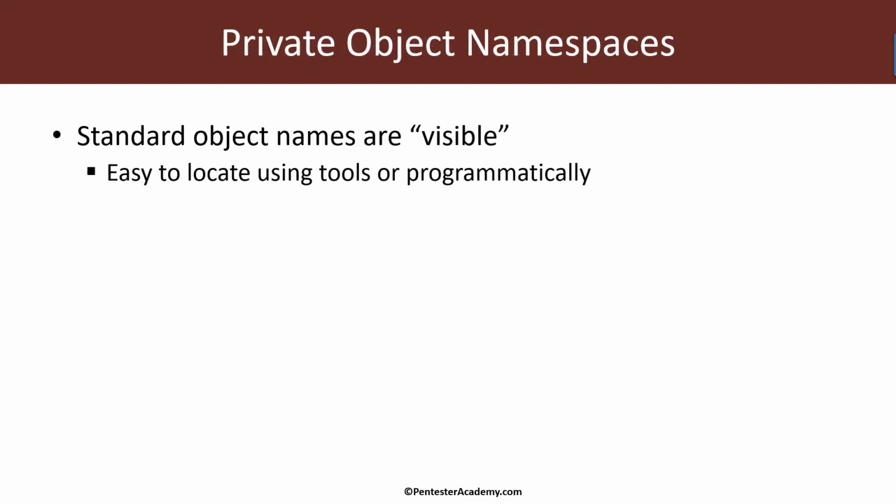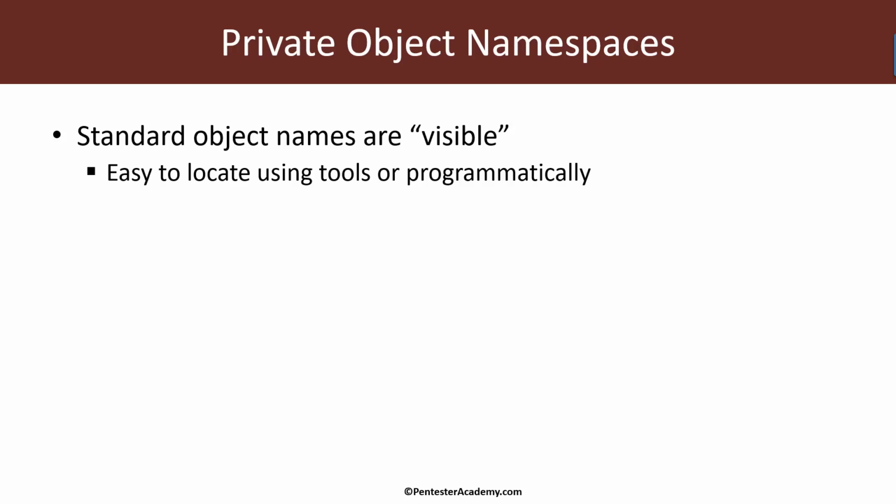Another thing that we've seen with object names is that they're visible. This is one of the downsides of having object names. It is easy to locate these names using tools such as Process Explorer or programmatically. There are APIs in the native API, in the NTDLL API, that allow us to enumerate handles in processes, and so we can get the various object names. In fact, we can enumerate all the handles in the system, and tools such as Process Explorer use these APIs.